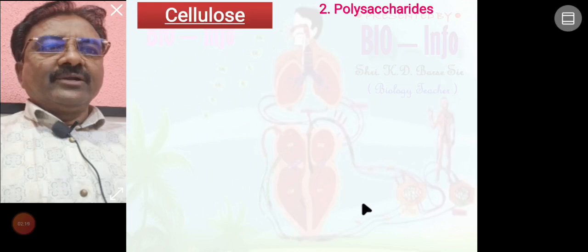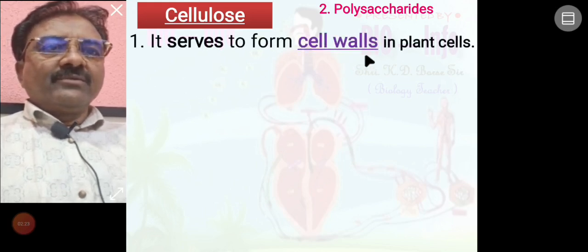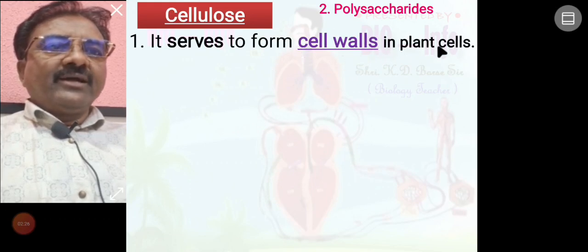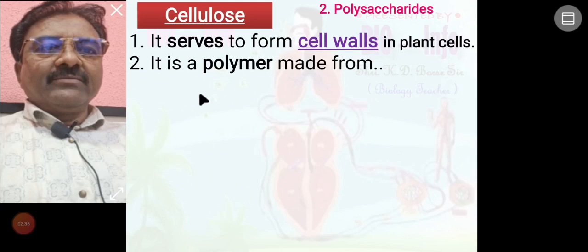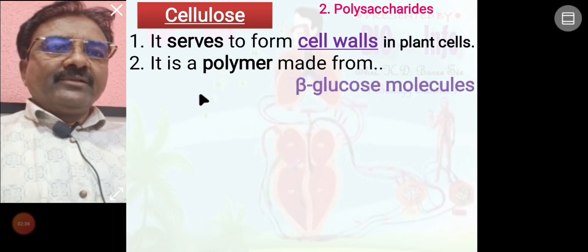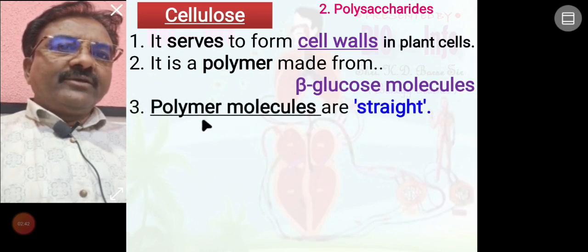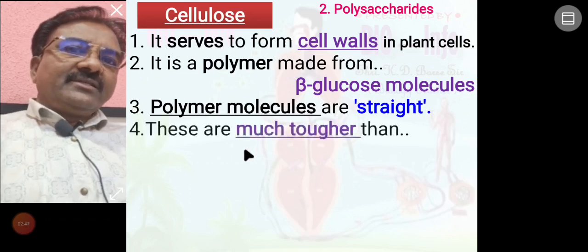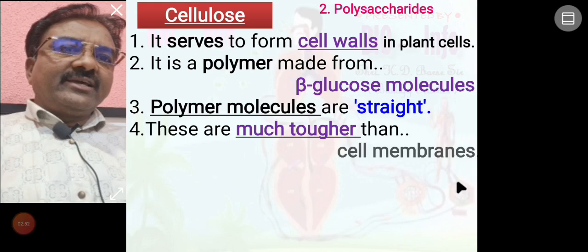Cellulose is a polysaccharide. Cellulose serves to form the cell wall in the plant cell. Always remember, cellulose is present in the cell wall of the plant cell. It is a polymer made up of beta glucose molecules. The polymer molecules are straight. These are much tougher than the cell membrane.